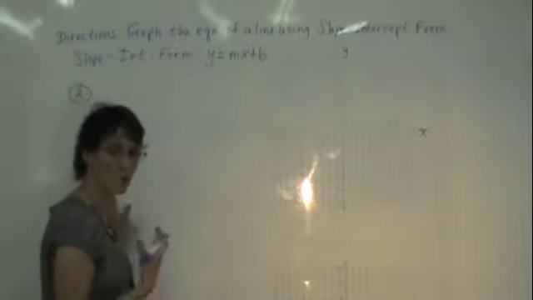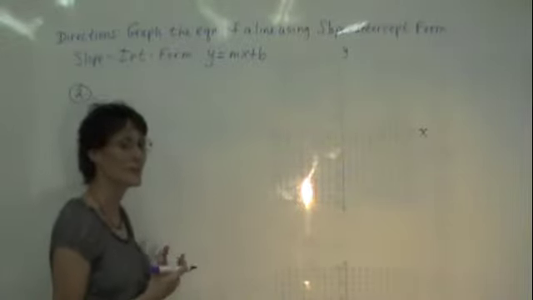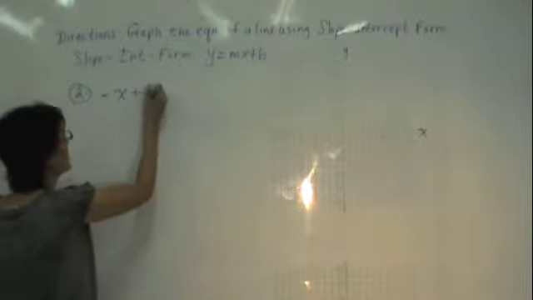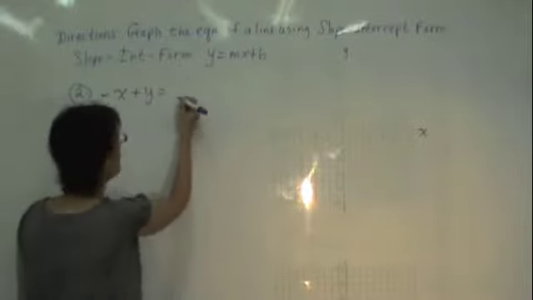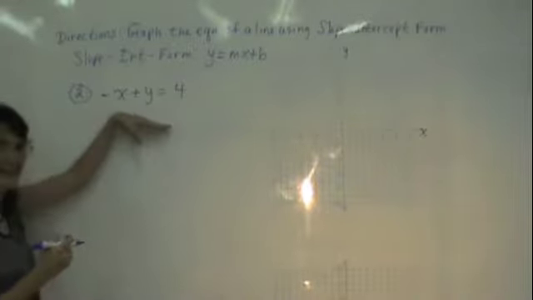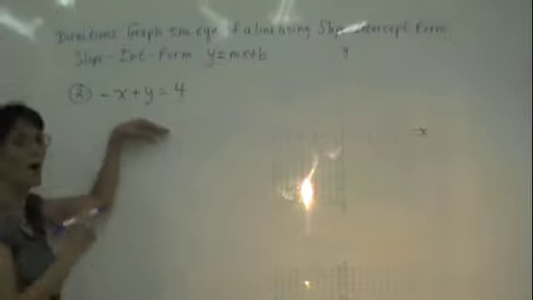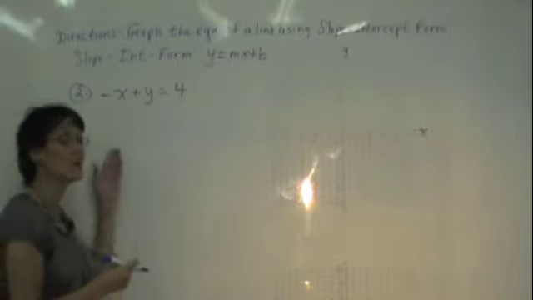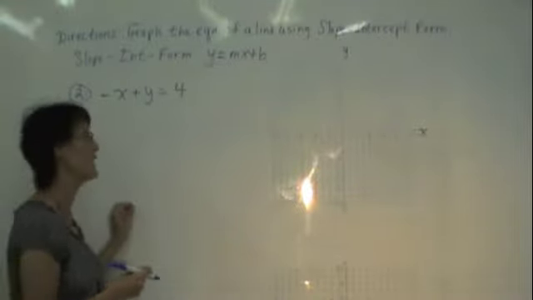Okay, I know this is a long process, but I need to explain this step by step with you. So let's look at negative x plus y is equal to 4. You look at this and you notice the y is not isolated yet. So that's our first step. We need to get y by itself.